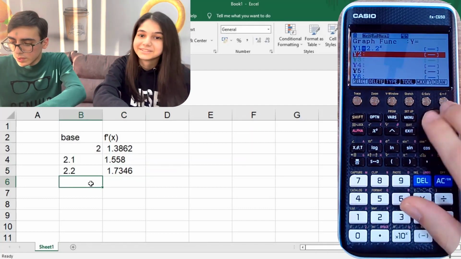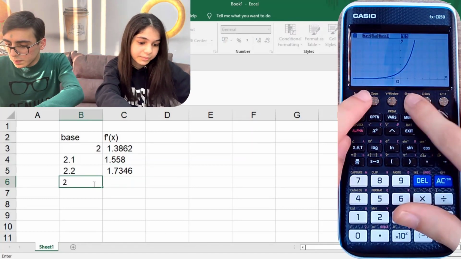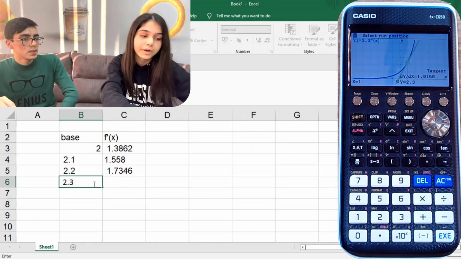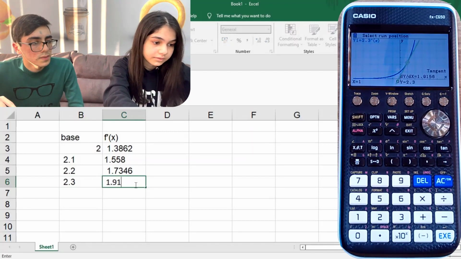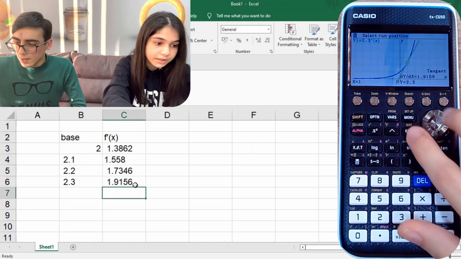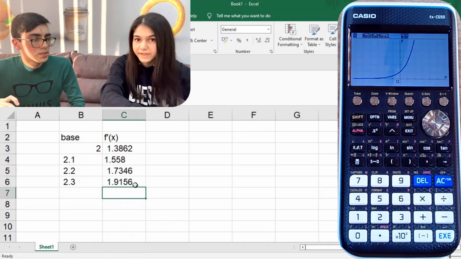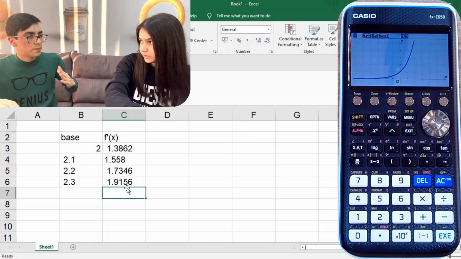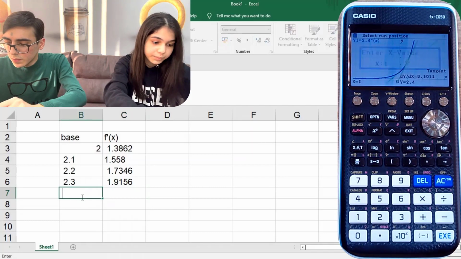If you now continue doing so, let's say 2.3, we increase our base every time by 0.1, and the derivative will be 1.9156. We can see that our derivative increases all the time as our base increases, which is quite logical because every time the function is growing faster at that point. Let's sketch 2.4.